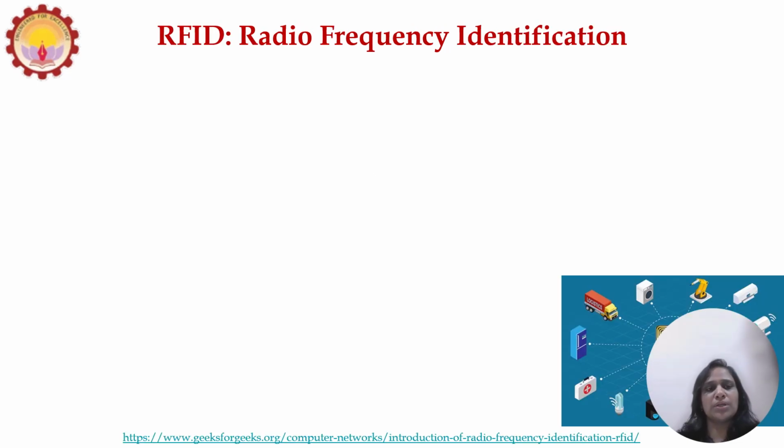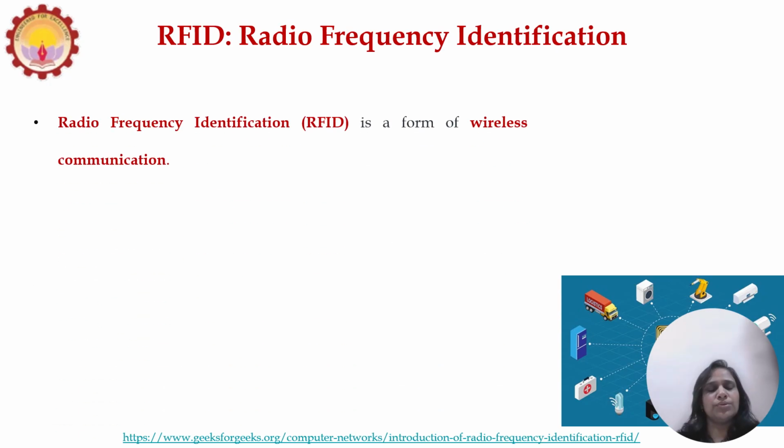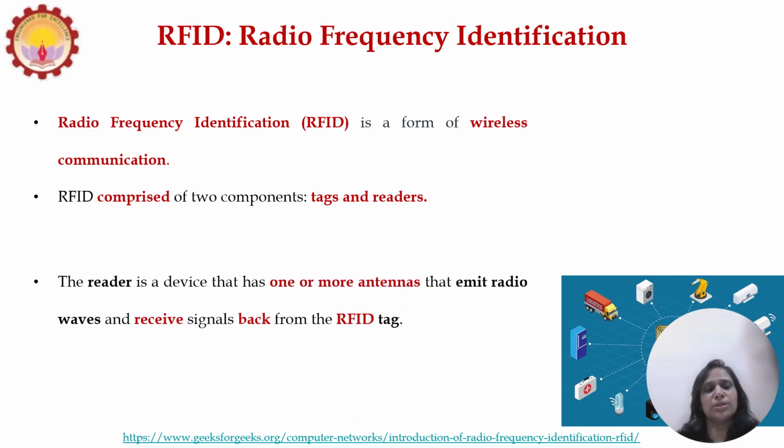So now we are starting with the RFID. RFID is nothing but radio frequency identification. This radio frequency identification is one form of wireless communication. It basically comprises two components. One is the tag and another is the reader.